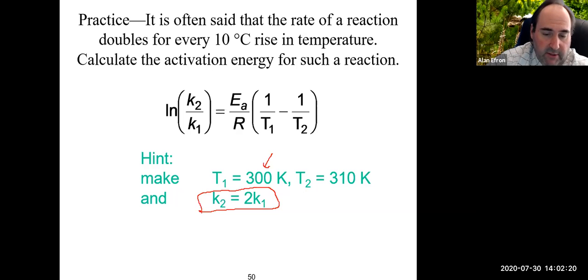They just randomly chose some normal-ish temperatures, and we went up by 10 degrees Celsius. Obviously, if you subtract 273 from each of those values, there will be a difference of 10 degrees Celsius. I think it's 27 and 37 we're talking about in terms of the temperature. So again, here we pretty much have everything except for E of A.